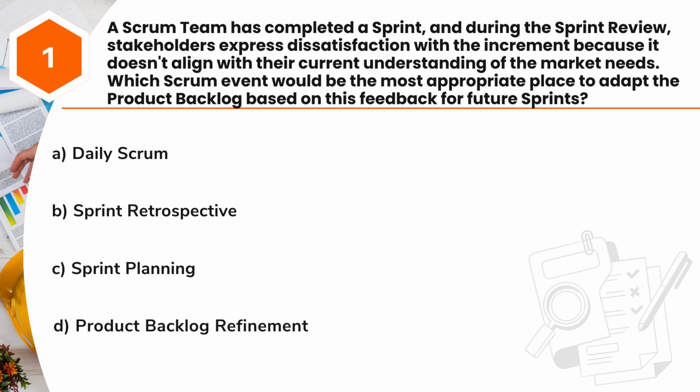Question 1. A Scrum team has completed a sprint, and during the sprint review, stakeholders express dissatisfaction with the increment because it doesn't align with their current understanding of the market needs. Which Scrum event would be the most appropriate place to adapt the product backlog based on this feedback for future sprints? A. Daily Scrum. B. Sprint retrospective. C. Sprint planning. D. Product backlog refinement.